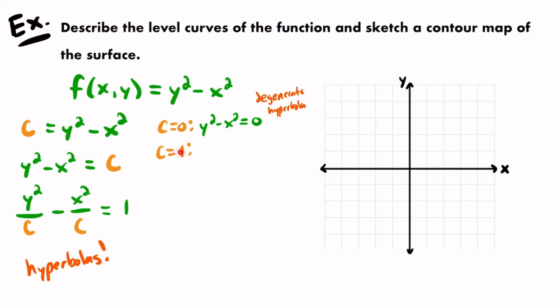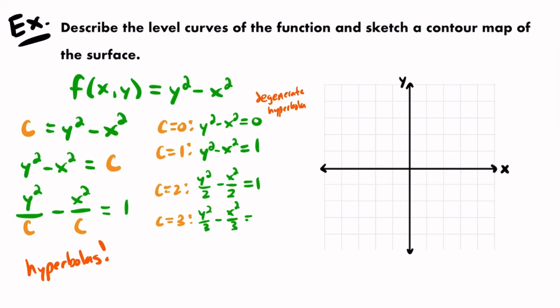Now we can plug that value of c into this form of the equation, but really it's just going to be the same thing as up here, because y squared divided by 1 is y squared, and x squared divided by 1 is x squared. So we do just get y squared minus x squared equals 1. And that would just be a regular hyperbola. And so then let's look at c equals 2. If you plug 2 in for these two c's, you get y squared divided by 2 minus x squared divided by 2 equals 1. And then let's do one more. Let's look at c equals 3, and you'll get y squared divided by 3 minus x squared divided by 3 equals 1. All right, we just replaced each of these c's with 3.